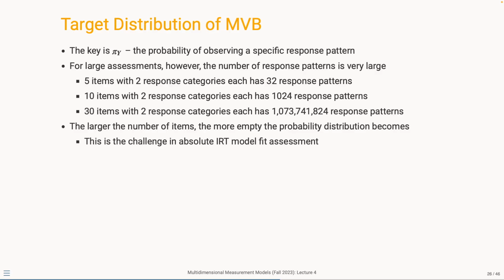That's a big number. It's 1 billion. How many of you have analyzed data from a 30-item test before? Almost everybody. Can you imagine a sampling design in which you had to collect enough data so that there were people in all those probabilities? You would need, I think we crossed 8 billion people in the world. You probably need more than that, because people aren't randomly assigning themselves to the probabilities. So, the larger the number of items, the more empty this probability distribution becomes, and this is our challenge.